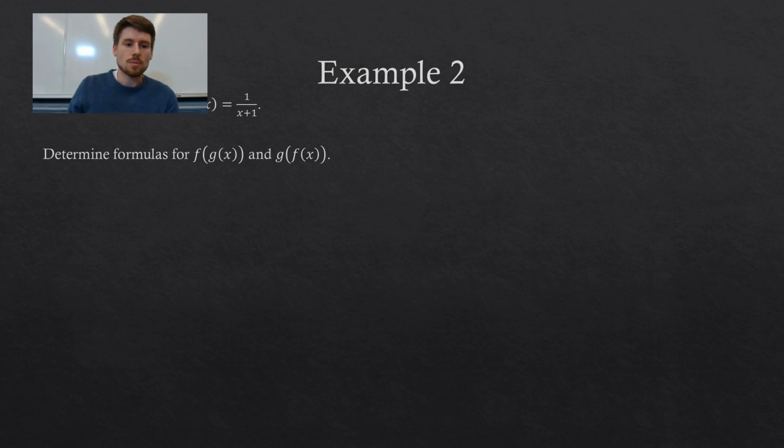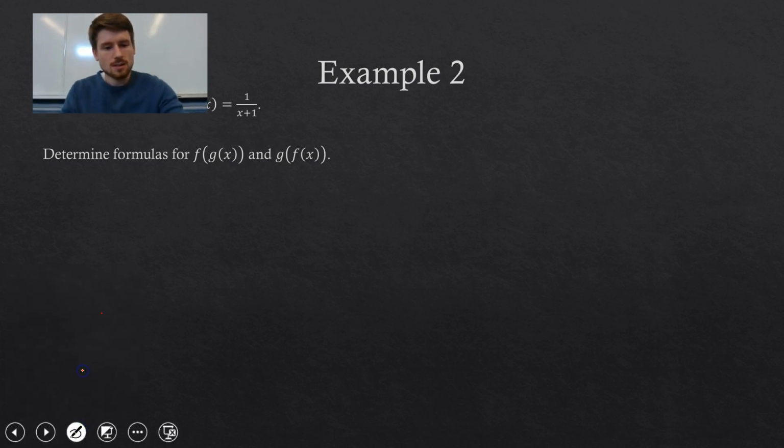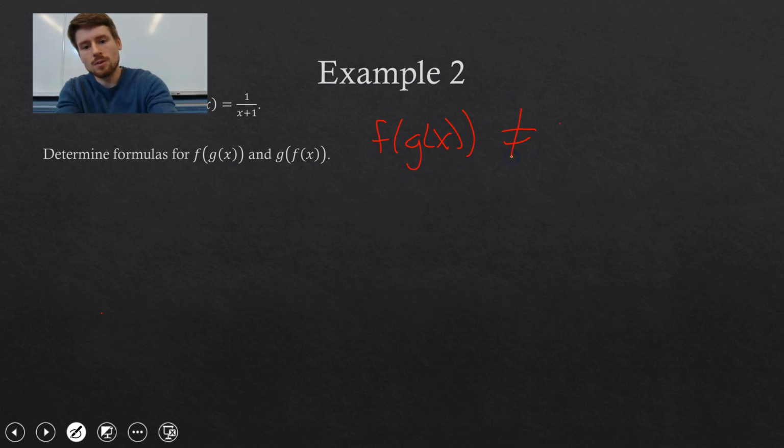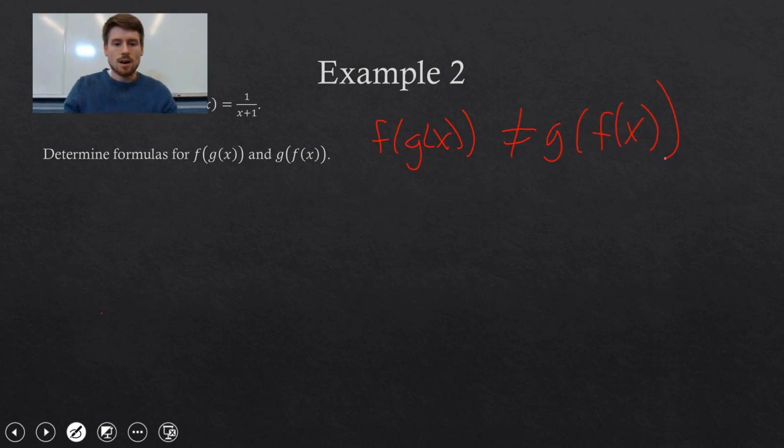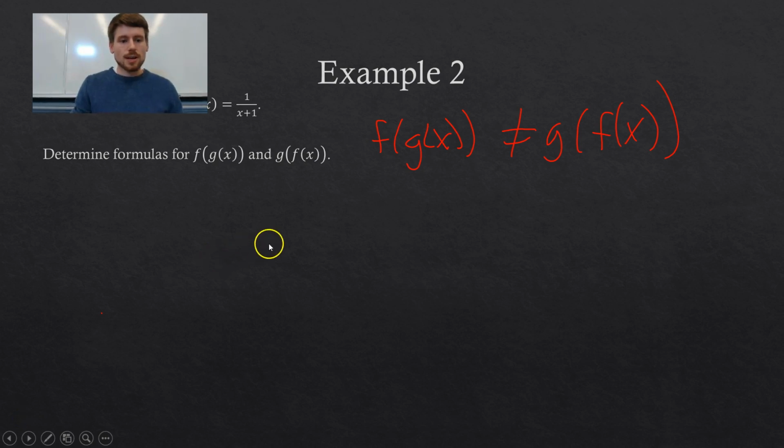So we're going to look at two formulas. And from the last slide, you should expect that these answers won't be the same. So our expectation is that f of g of x is not equal to g of f of x. And we'll find out that that's true, that they are not in fact the same. Alright, so let's go ahead and find formulas for both of these.